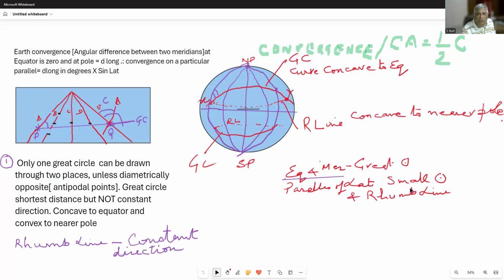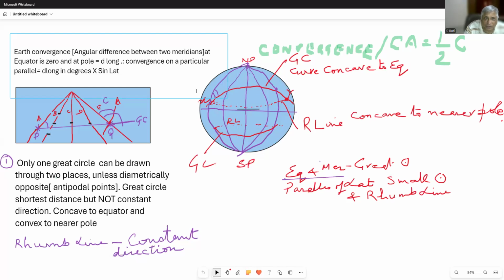Parallels of latitude are small circles and parallel to equator. Since equator cuts all the meridians at a 90 degrees angle, they will also cut all the meridians at the same angle. They define a constant direction. They lie along east or west. But that's not the shortest distance.